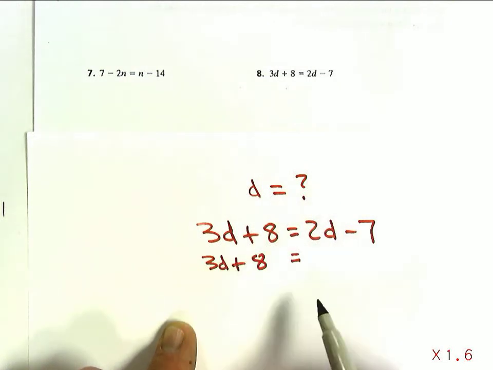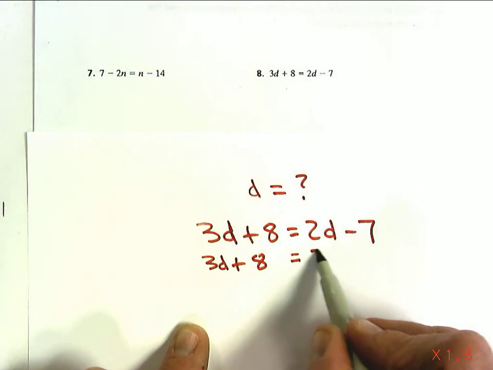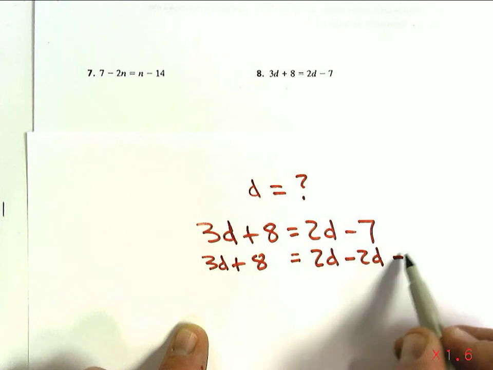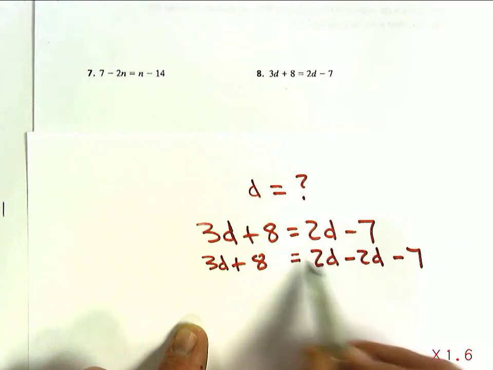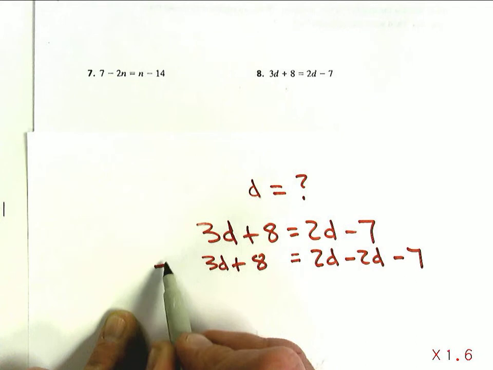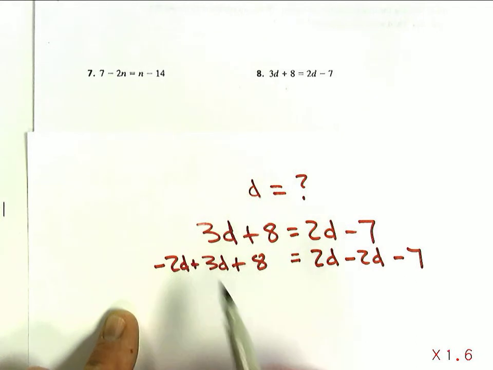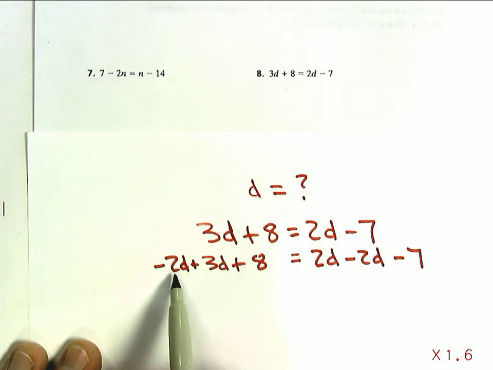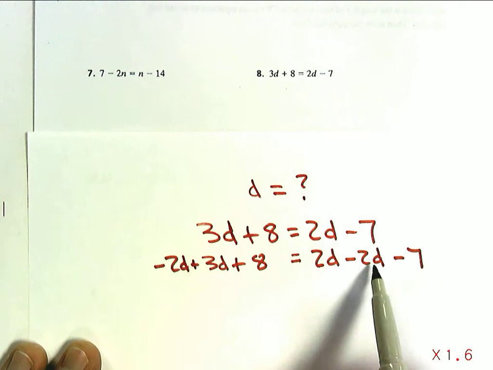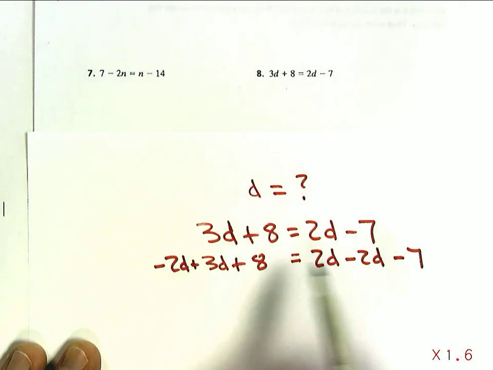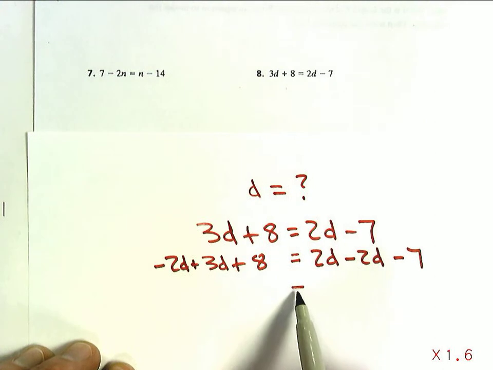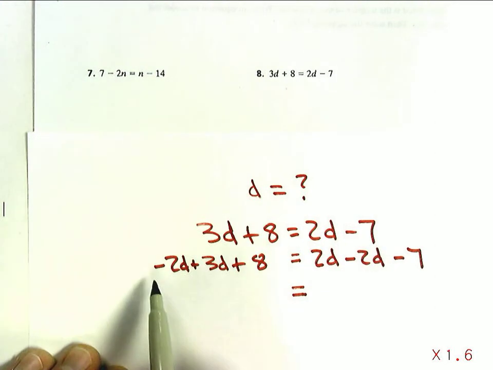So that would be 3d plus 8. And on this side, 2d minus 2d minus 7. So I'm going to take 2d away from here, but that means I have to take it away from here too. Now some of you might be thinking, well, you didn't take it away. Well, yes, I did, because it's a negative, and negative is like subtraction. So if I have a negative 2d here and a negative 2d there, then I've done the same thing to both sides.